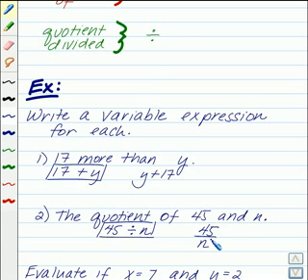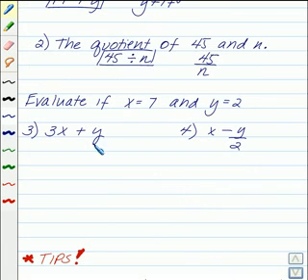You'll also be evaluating variable expressions. Evaluate if x equals 7 and y equals 2. So x is equal to 7 and y is equal to 2. We're finding out what our variables are equal to, and now we're going to find out the value of the expression. When we see in this example here a number next to a variable, that means we're multiplying.